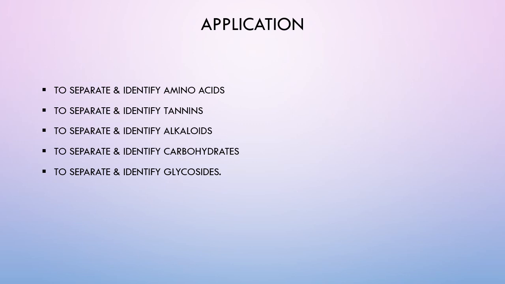Another application is to separate and identify alkaloids. Alkaloids are any of a class of nitrogenous organic compounds of plant origin which have pronounced physiological actions on humans. They include many drugs like morphine, quinine and poisons. The separation and identification of alkaloids is also important, and with the help of partition chromatography it is possible. Also, to separate and identify carbohydrates and glycosides, these are all applications of partition chromatography.